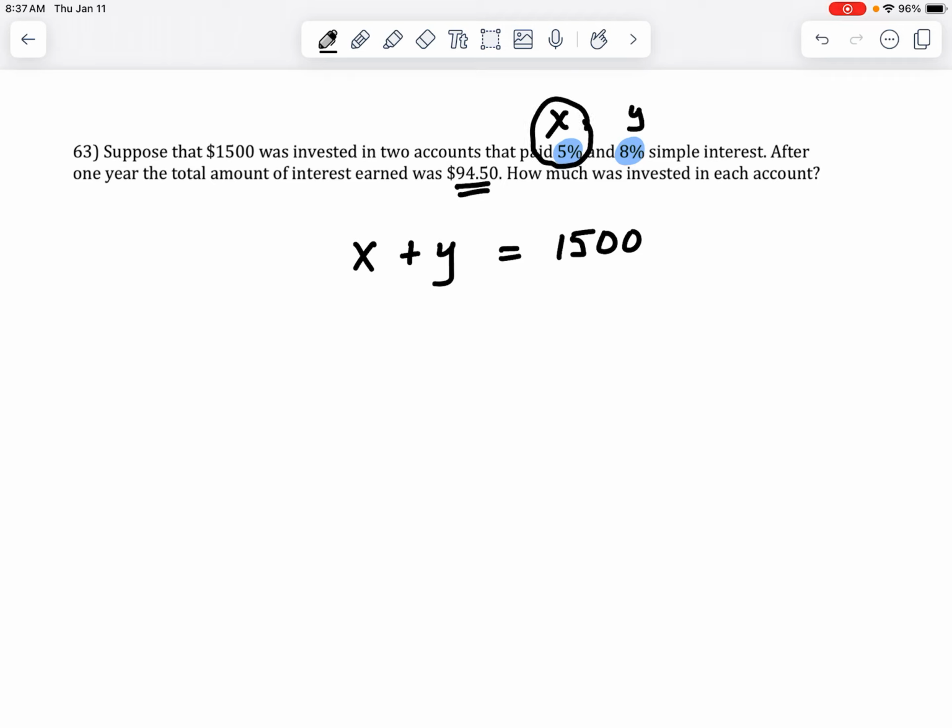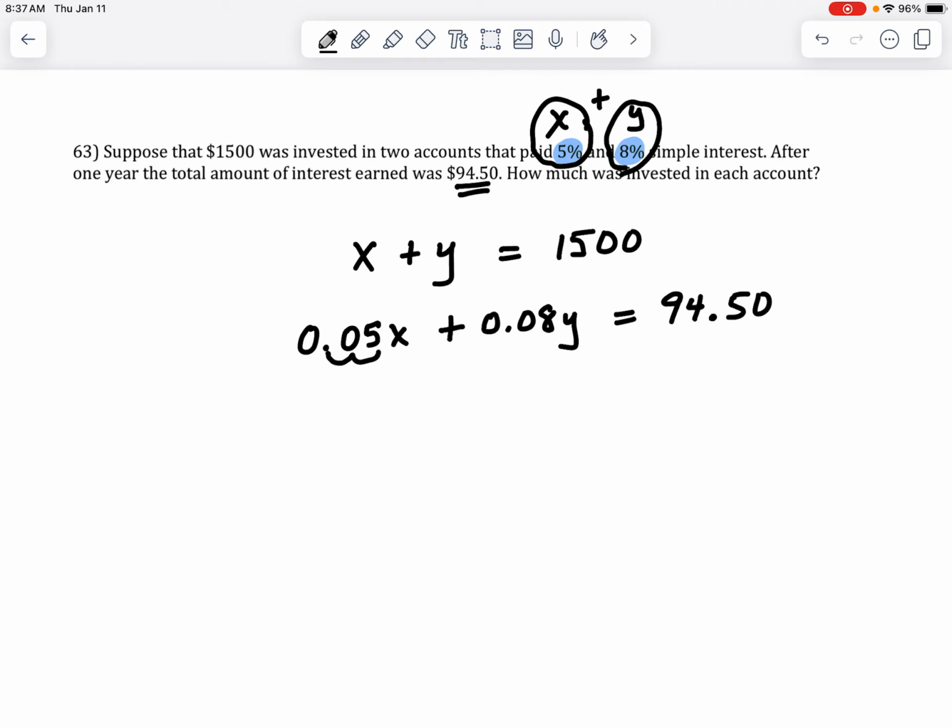So if I multiply 5% times x plus 8% times y, that's going to equal the 9450. Now when I multiply it, I do need to use the decimal form. So 0.05 times x, so that's how much interest was earned from the x account, plus 0.08 times y. And when you add those two interests together, you get $94.50. So before solving this equation, I'm going to go ahead and move the decimal over by 2 on this one to eliminate the decimals, and just do that in each and every place.